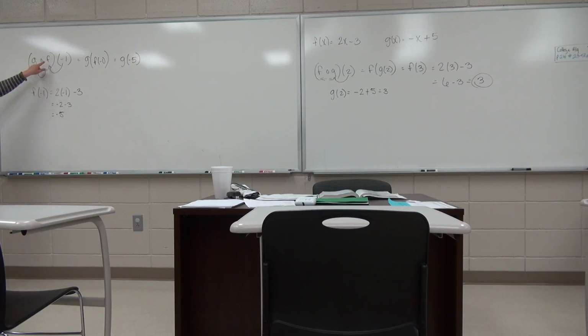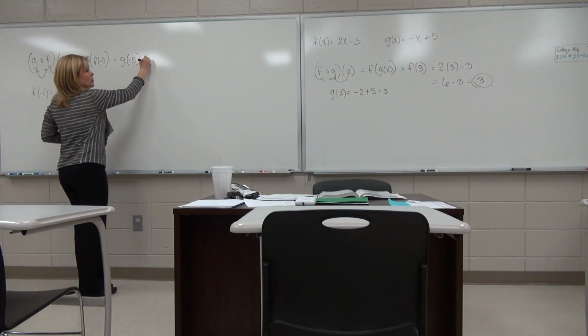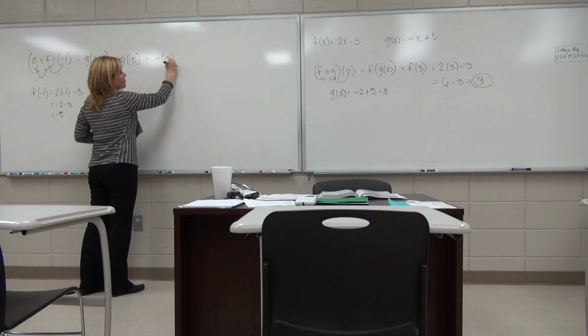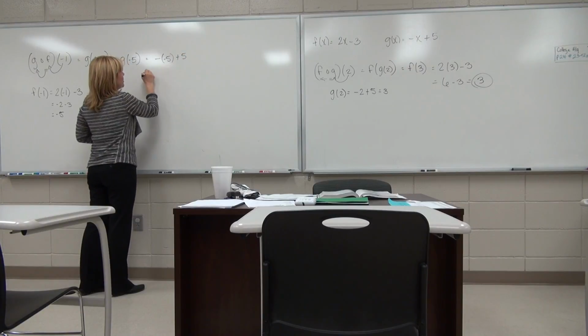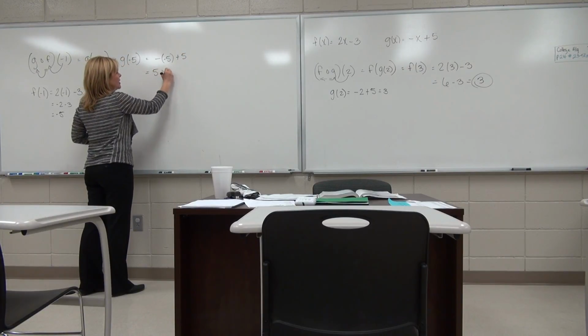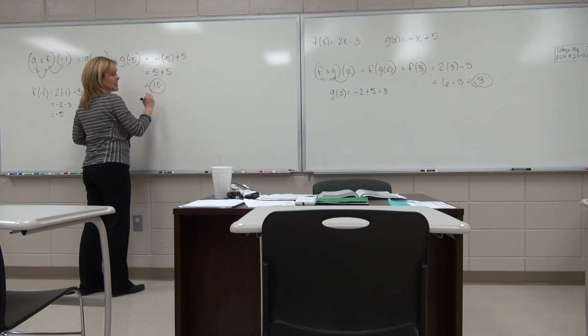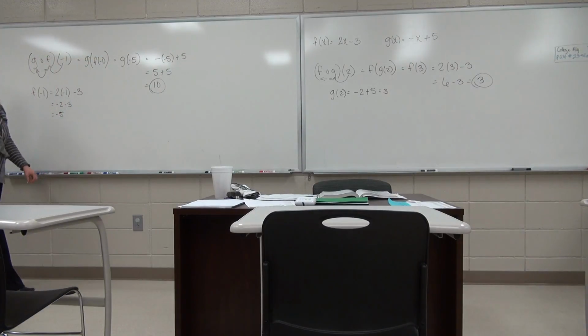Whatever's in the parentheses, plug it into the f function first, get the answer, and plug the answer into the g function. So this will be negative 5 plus 5. Well, 2 negatives make a positive, and 5 plus 5 is 10. Getting a little bit better?